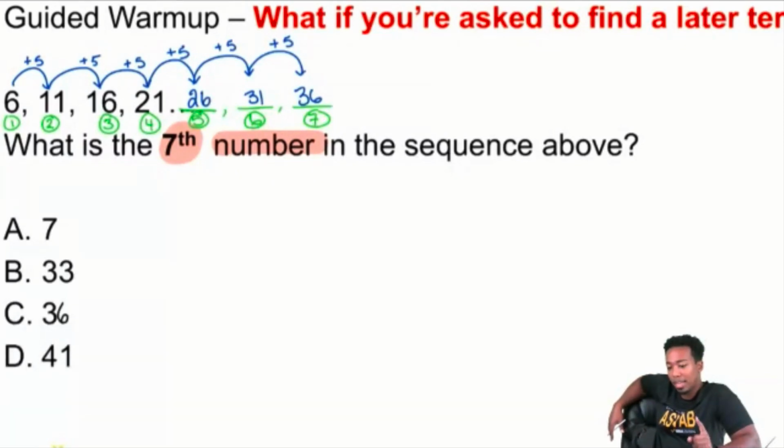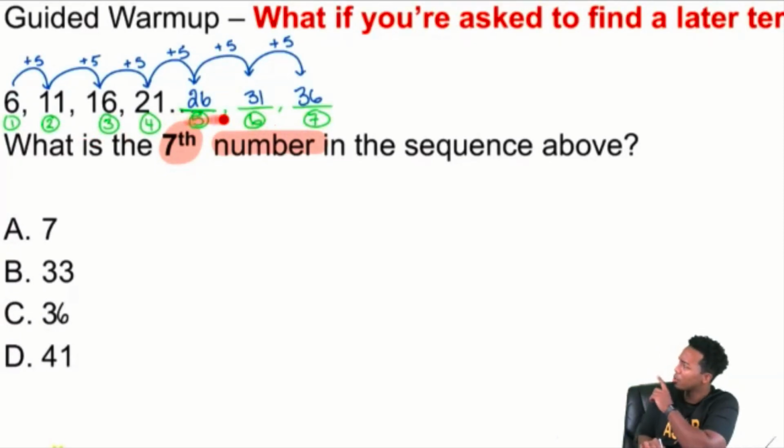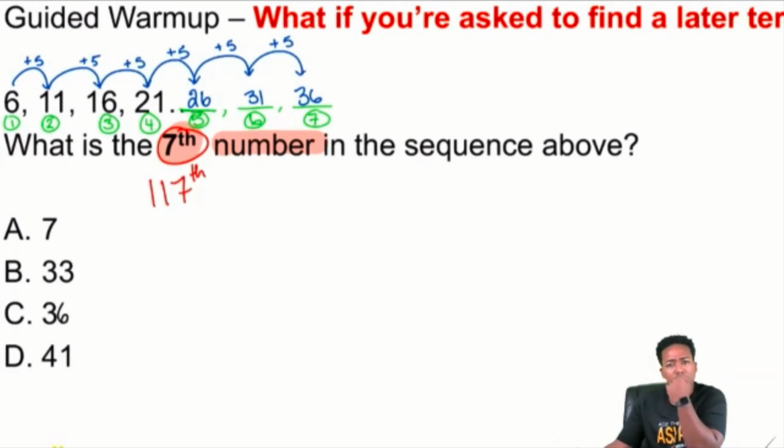But everybody, would you be comfortable using this strategy? You guys tell me, would you be comfortable using this strategy if I said not what the 7th number was, but what the 117th number was? Would y'all want to do that? A lot of y'all saying, hell no. And you're right. You shouldn't have to do that.